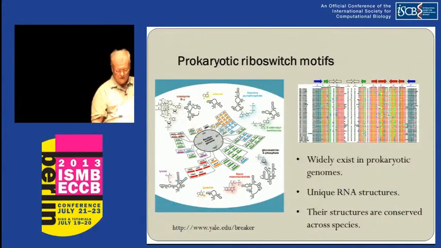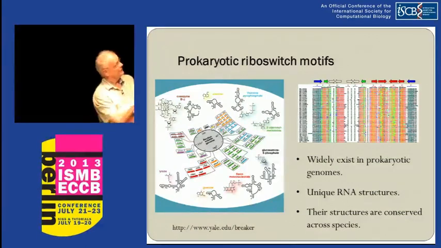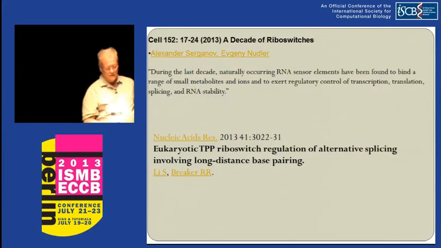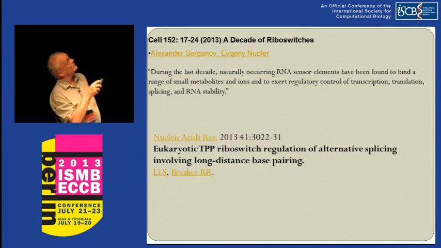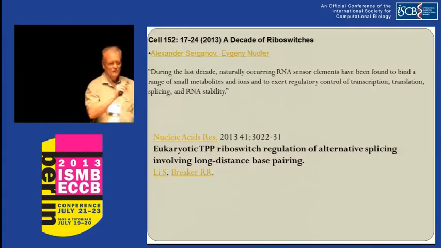Riboswitches, I mentioned briefly. This is just from Ron Breaker's website. A huge number of them. They're all over bacteria, lots of different classes, what they recognize. Just recently there was a review in Cell that talked about a decade of riboswitches, because they were really just discovered 10 years ago. And here's an example, again from Ron Breaker's lab, of one in a eukaryote that actually controls alternative splicing. So my guess is we've just, again, tipped at the tip of the iceberg, and there are tons and tons of things we don't know about this kind of regulation.